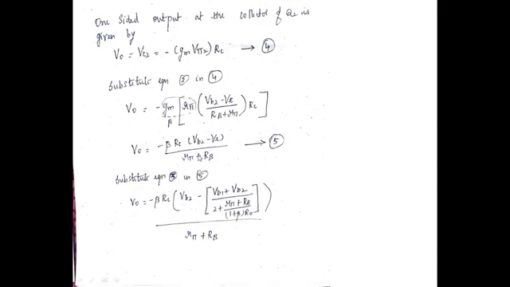Substituting equation 3 in 5, that is, in the place of the VE, I'm going to substitute equation 3 over here. So VE is given by this equation. So V0 is equal to minus beta RC into VB2 minus, I have substituted the VE equation, VB1 plus VB2 divided by 2 plus R pi plus RB divided by 1 plus beta into R naught, the whole divided by R pi plus RB.